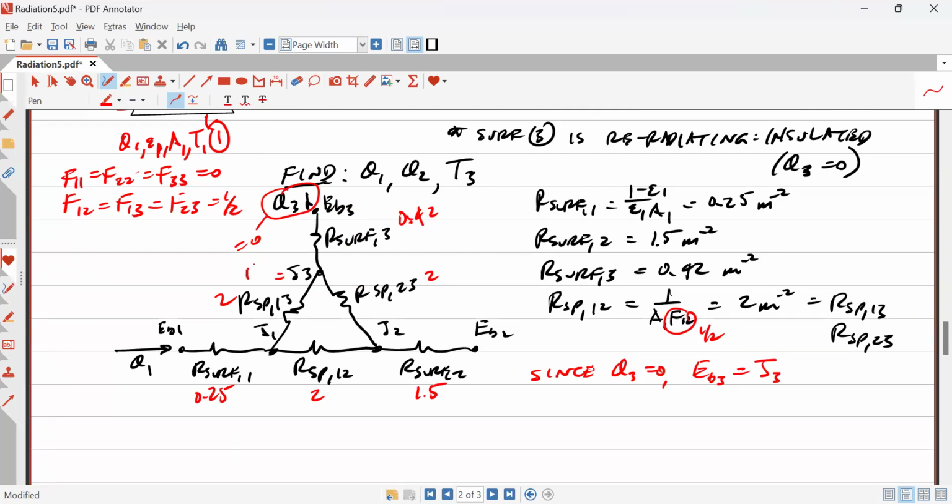So we can simplify this as EB3. Another thing we can see then is that since Q3 is 0, we have the same situation as before. Q2, which is going to be right here, is going to be minus Q1. In other words, all the heat that's coming in from 1 going to 2 is going to be absorbed by 2. So Q2 equals minus Q1, just by doing an energy balance on the whole resistor network here.